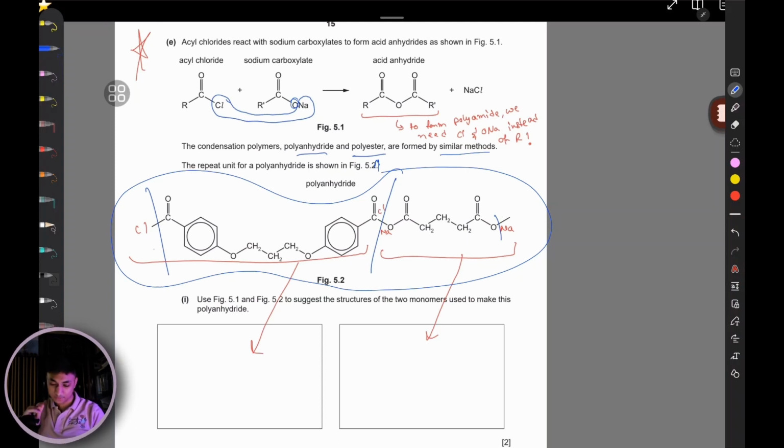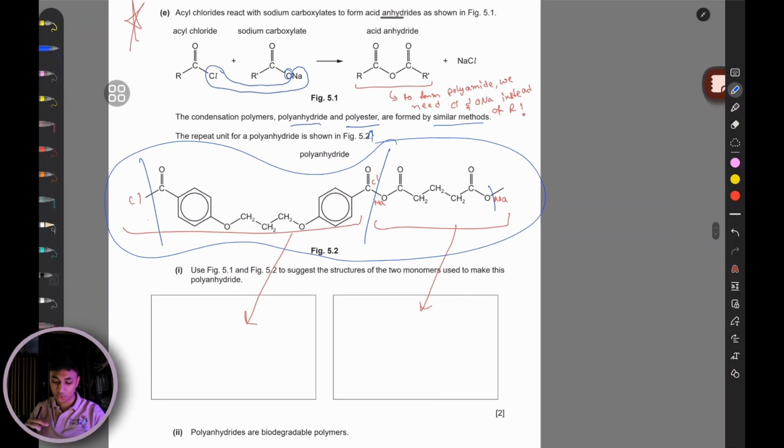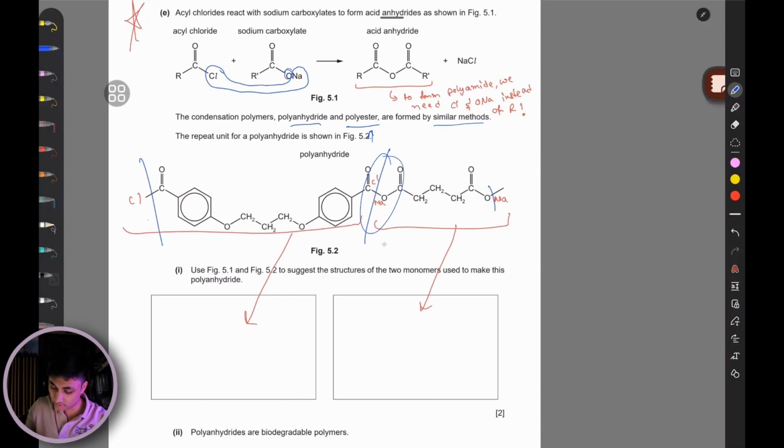Hence, I know that in this case, if I hydrolyze this, they're asking you in part 1, use figure 5.1 and 5.2 to suggest the structure of the two monomers used to make this polyanhydride. Hence, if I break this, I'm going to break this from the ester bond, right? So they've already told you that this is one repeat unit, so it has become a bit more simple. Since it is going to act like an ester, the only ester linkage over here is where? Over here. This is your ester linkage, so break it down from here.